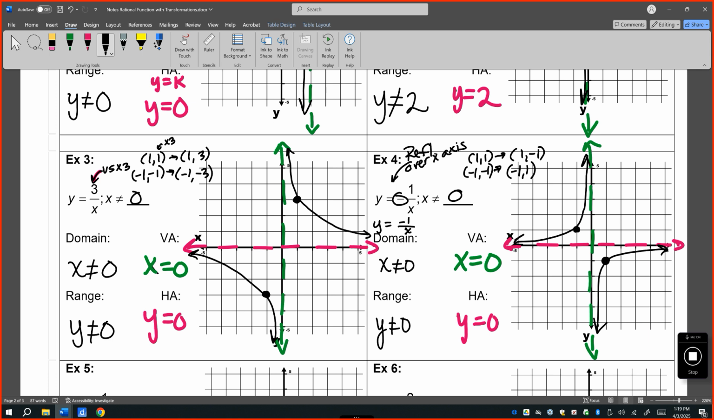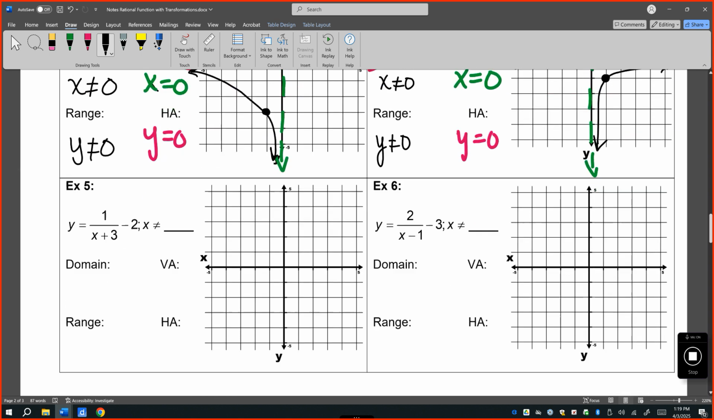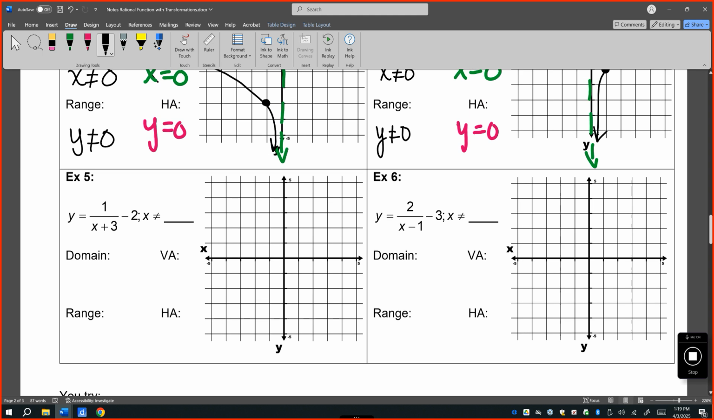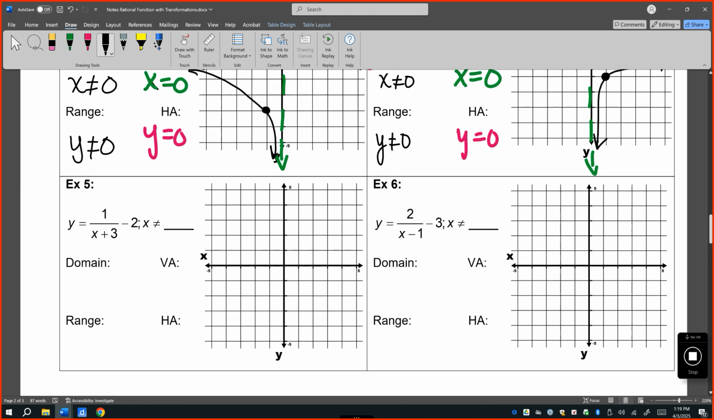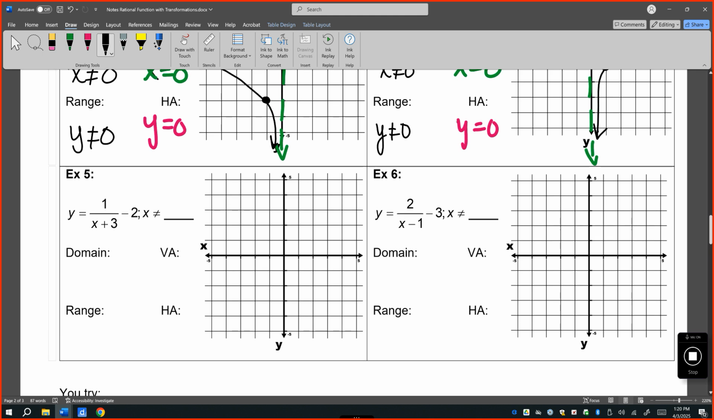All right, so we've kind of taken these transformations one at a time, but now we're going to start to put them together, okay? Are we all okay with that? All right, so I'm going to do 5 and 6 with you, and then you're going to try 7 and 8, all right? So number 5.